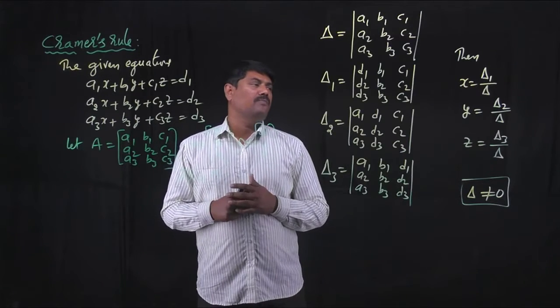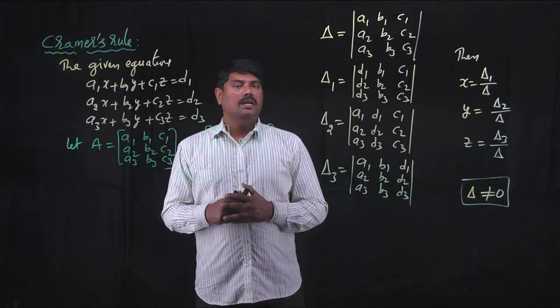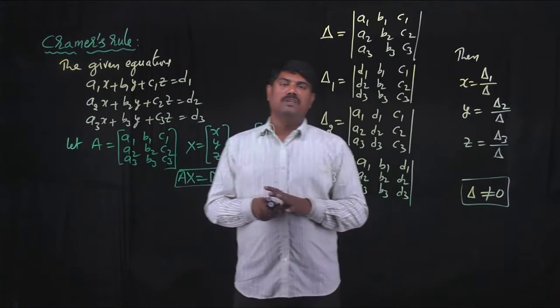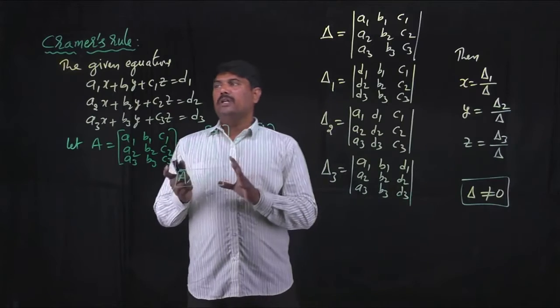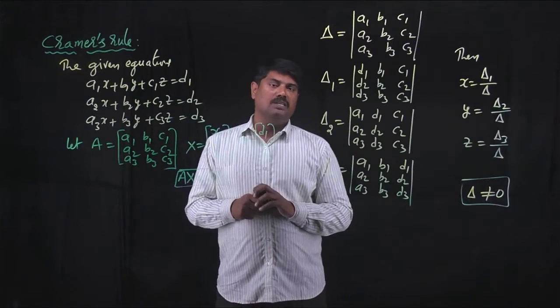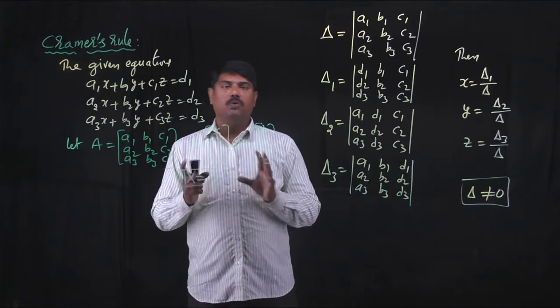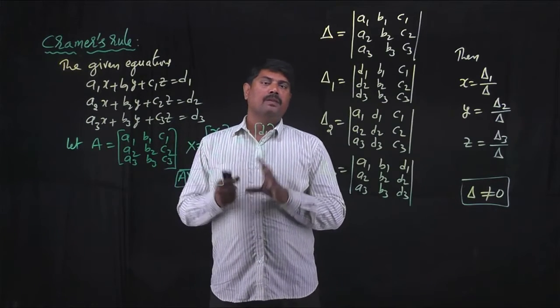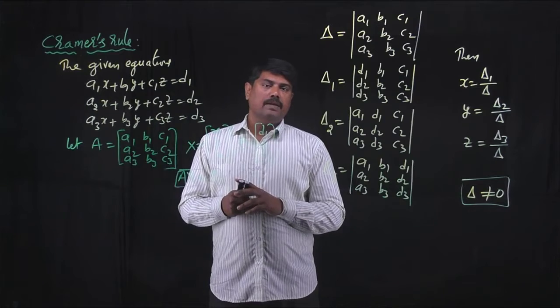You get x as infinity, y as infinity, and z as infinity. So that cannot be the solution of the equations. So you can use Cramer's rule only for a coefficient matrix which is non-singular. That is the point. This is how we are going to solve the given equations by using Cramer's method.